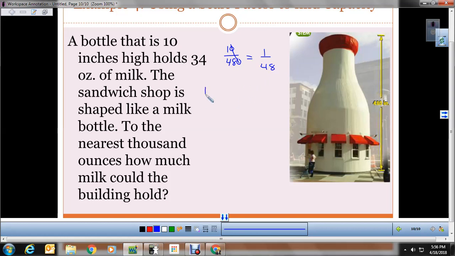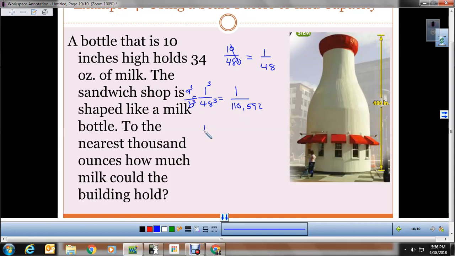So now let's take this scale factor, 1 over 48, and let's find our ratio of our volume, which means I'm going to cube both sides. That's 1 cubed is 1. Now 48 cubed is going to be 110,592. So this is our A cubed over B cubed, the ratio of our volumes.